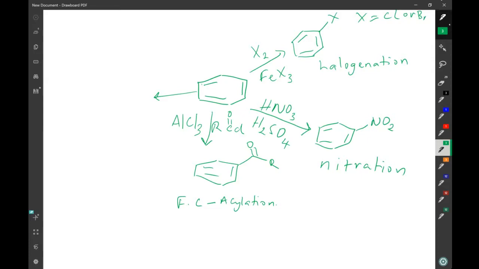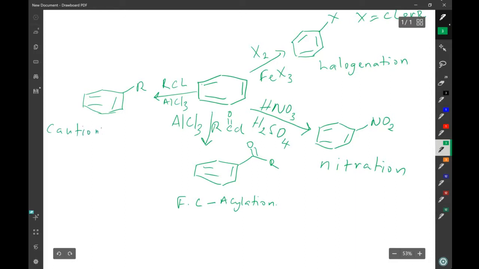The next reaction I want you to know is the Friedel-Crafts alkylation, where you use an alkyl halide with aluminium chloride. In this case, you will produce alkylated benzene. Caution with this reaction: you should be very careful when you run it. Your electrophile is a carbocation, and that carbocation can rearrange. Whenever a rearrangement is possible, you must do the rearrangement. Sometimes the product is not what you expect because of that rearrangement, so you need to be careful with that.